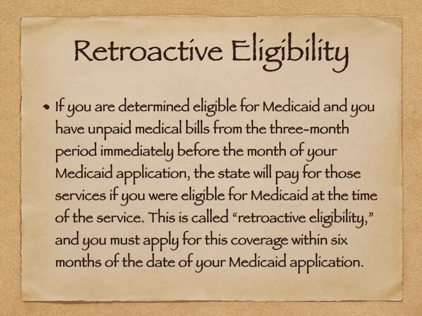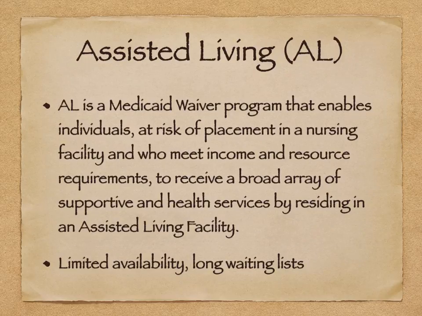Retroactive Eligibility. If you are determined eligible for Medicaid and you have unpaid medical bills from the 3-month period immediately before the month of your Medicaid application, the state will pay for those services if you were eligible for Medicaid at the time of the service. This is called retroactive eligibility, and you must apply for this coverage within 6 months of the date of your Medicaid application.